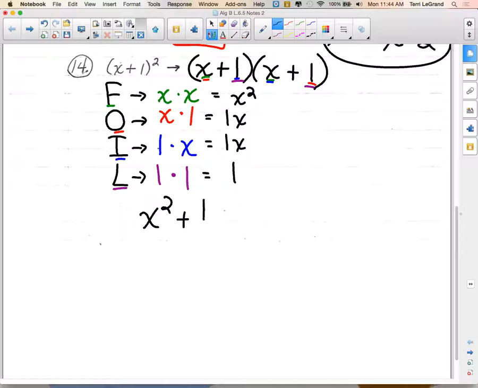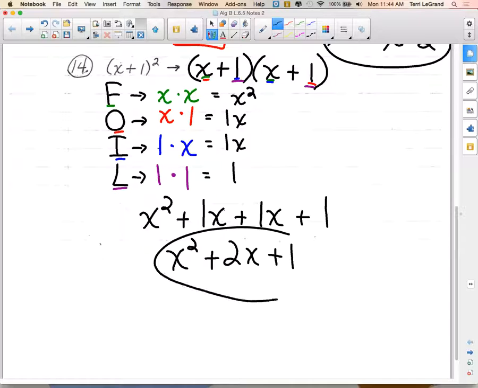Okay, what's the final result? Cleaned up, x squared plus 2x plus 1. Everyone agree? What did you get? Make it happen or ask questions.